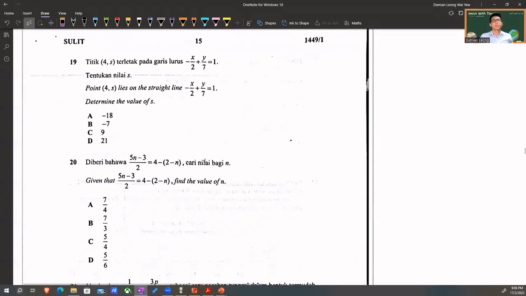Then question 19. Point (4, s) lies on this straight line. Determine the value of s. Very simple. If it lies on the line, it means it should satisfy the equation. So we just substitute the values of 4 and s inside: negative 4 over 2 plus s over 7 equals 1. Okay, 4 is the x, s is the y.